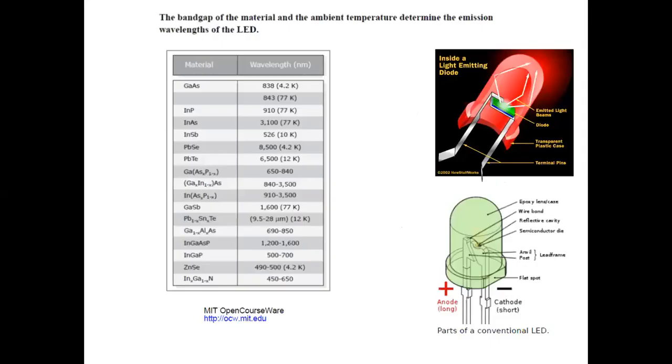So the bandgap of the materials and the ambient temperature determine the emission wavelength of LEDs. So these are the materials with the corresponding wavelengths that are used. And we also have a schematic of LED.